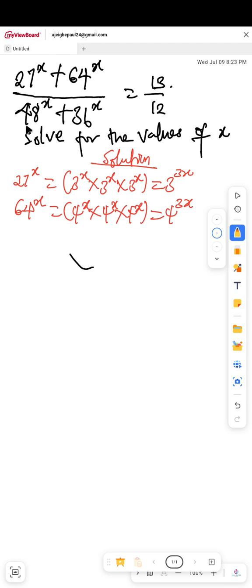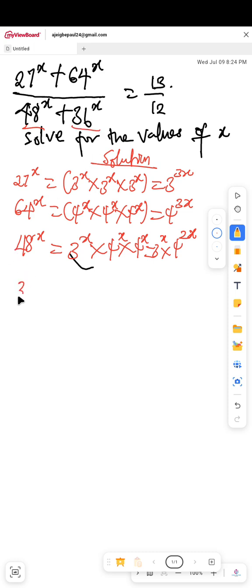And then 48 raised to the power of x is the same thing as 3 raised to the power of x multiplied by 4 raised to the power of x multiplied by 4 raised to the power of x, which is equal to 3 raised to the power of x multiplied by 4 raised to the power of 2x. And then 36 raised to the power of x is equal to 3 raised to the power of x times 3 raised to the power of x times 4 raised to the power of x, which is equal to 3 raised to the power of 2x times 4 raised to the power of x.